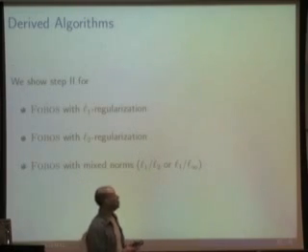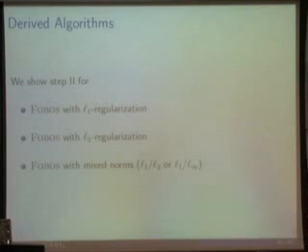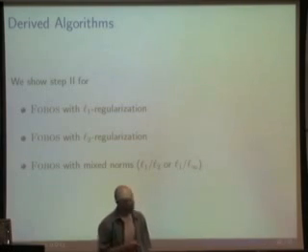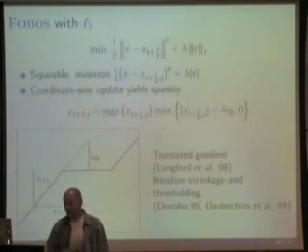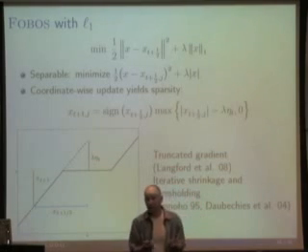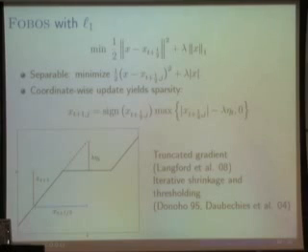So I'm going to show L1 and skip L2, and talk about mixed norms possibly. Let me show what it does for L1. All I need to do is describe the second step. The first step is just gradient descent. In the second step, this is my quadratic function, and this is my L1 term.